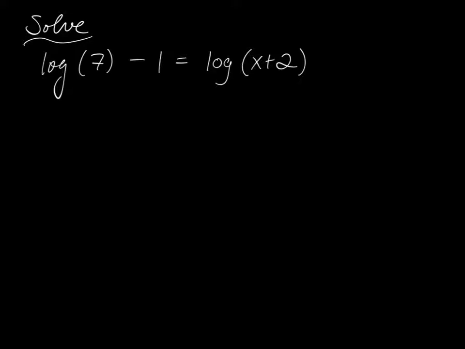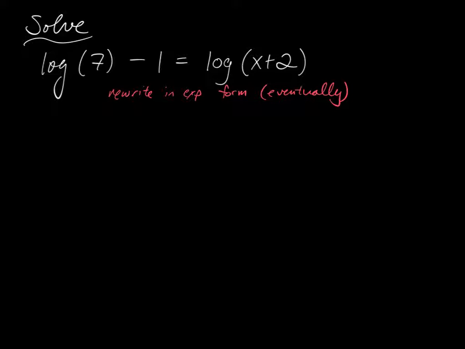Before I even start, I want to point something out. I see 7 is inside of a log. I see x plus 2 is inside of a log. But this minus 1, this is a constant. It's not inside the log. So this is telling me, this is my big fat signal that we will need to rewrite in exponential form.